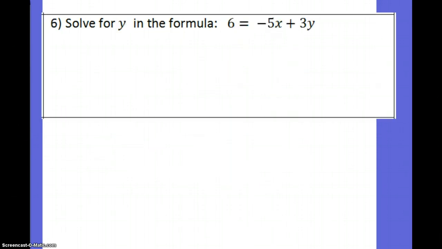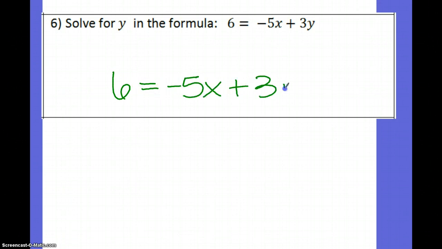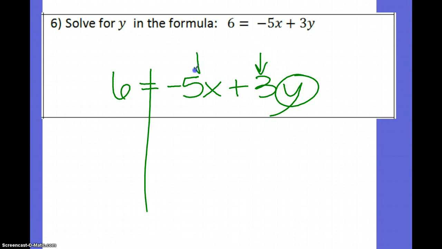Number 6, solve for y in the formula. If you notice that there's not only y's, but there's also x. So we are not going to end up with a number answer. On this one, we want y by itself, so we need to get rid of the 3 and the negative 5x. The 3 is stuck with y for a minute, so to get our 0, we want to get rid of the negative 5x. It's negative, so to get 0, we need to add 5x.